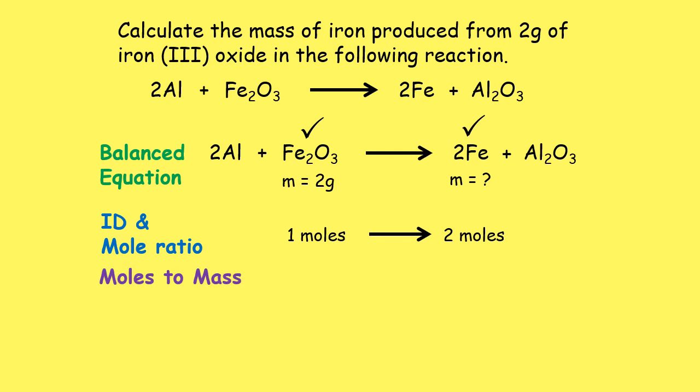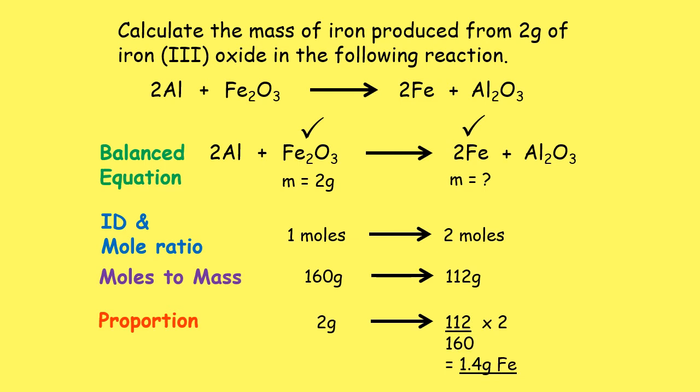Now the next step is to multiply the number of moles by the gram formula mass to tell us what the mass ratio is. So if we multiply 1 by the gram formula mass of iron oxide and 2 by the gram formula mass of iron, we get that 160 grams should give us 112 grams of iron. And then we use proportion. If 160 grams should give us 112 grams, 2 grams should give us 112 divided by 160 multiplied by 2, which is 1.4 grams of iron.